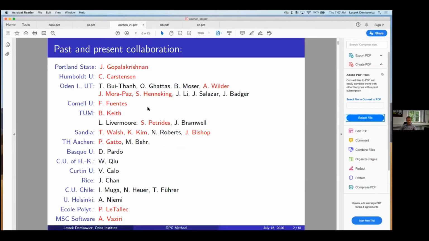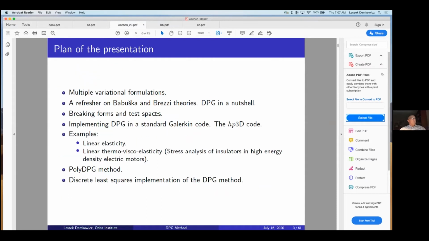So the people indicated in red here contributed in some capacity to the results I'll be showing today. This is the plan of presentations.